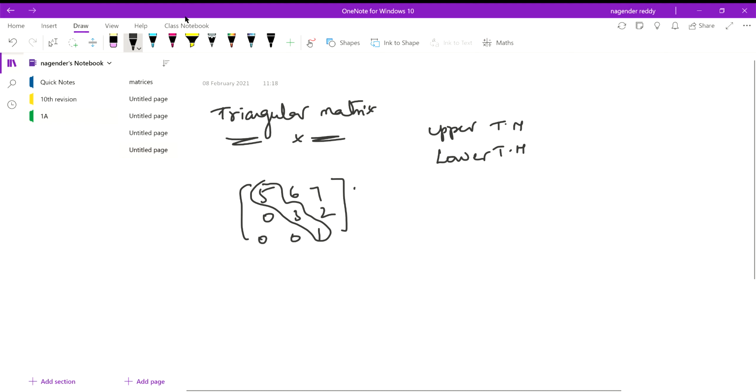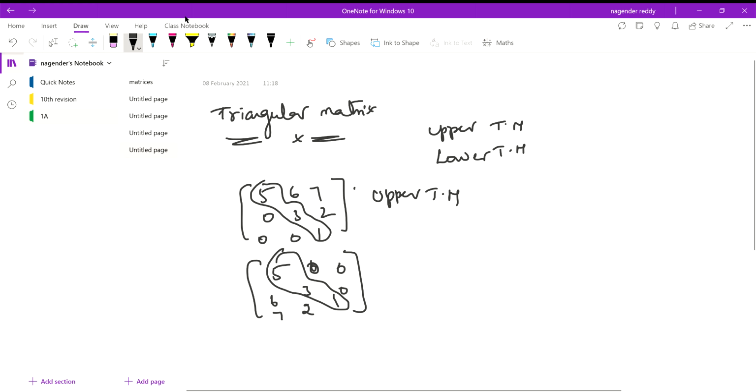So you can observe that the non-zero elements are in the upper part. So it is called upper triangular form. And suppose I take the same thing here, 5 3 1. I'll take 0 here, and the remaining I'll take 6, 7, 2. This is the principal diagonal now, and on the top we have zeros and on the bottom we have non-zero elements. That means now we can write this is a lower triangular matrix.